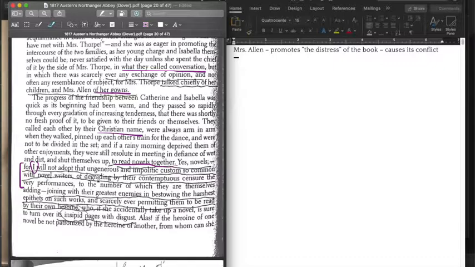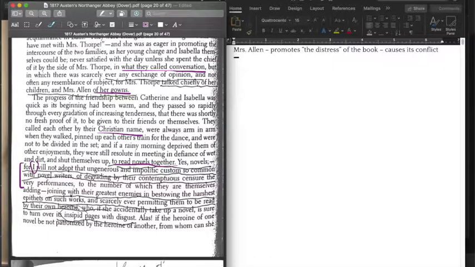"I will not adopt that ungenerous and impolitic custom so common with novel writers of degrading by their contemptuous censure the very performances to the number of which they are themselves adding." So she's like, novel writers like to degrade the very thing that they do. Like, novel writers like to talk smack about novel writing because it's not considered high art, right? She's like, I will not do that.